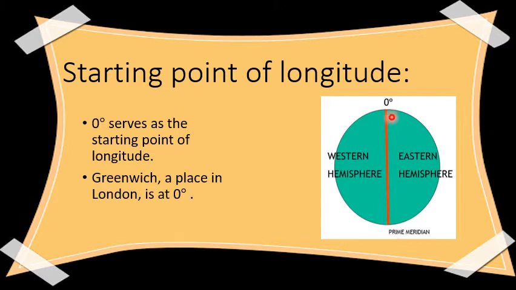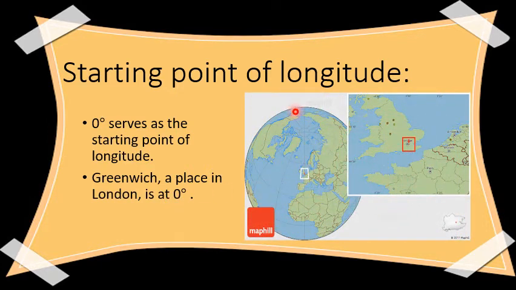And if we see the globe, Greenwich, that is a place in London, is at 0 degree. Here, according to the map, you can see that this is a globe. In the middle line, you can see a dot here. If we zoom it in, we can get the location of Greenwich. So what we came to know here? We came to know that Greenwich, which is a place in London, is at 0 degree. Why is it at 0 degree? Because it is present on the prime meridian. Okay, and the prime meridian is serving as a starting point for the longitude. It is at 0 degree.